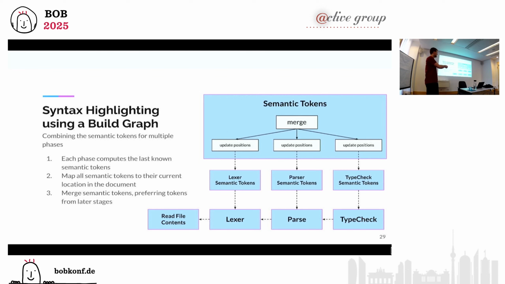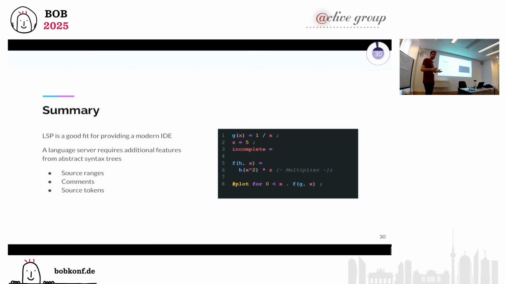Yes, and then it is a very simple process. For each of these semantic tokens, we do the position mapping that we've seen to make sure that they are at the correct locations. And then we simply merge all the semantic tokens. Okay, I was way too fast. So then we simply merge all the tokens, but we want to prefer the tokens from the later phases. In this case, we want the type checking syntax highlighting rather than the syntax highlighting of the parser. And we also want to prefer tokens from the parser step over the lexer semantic tokens.